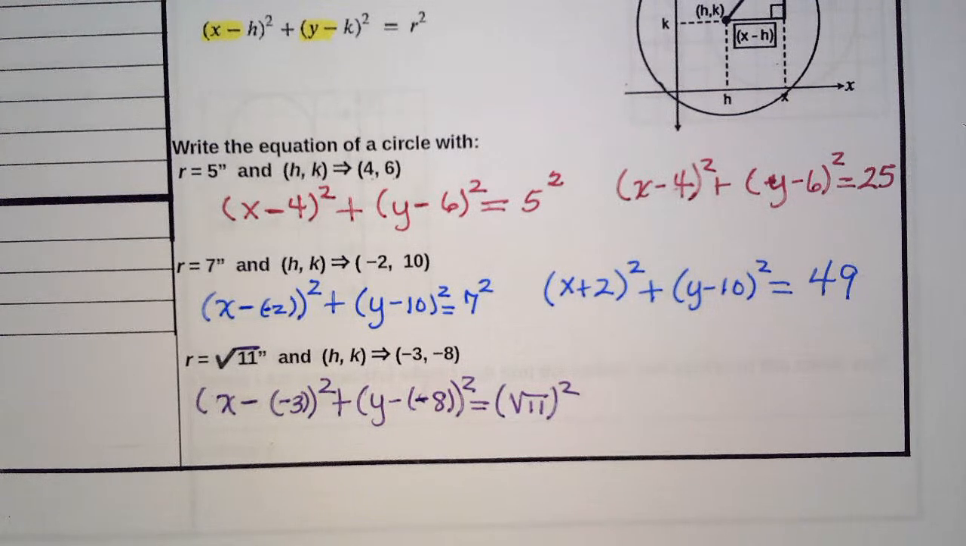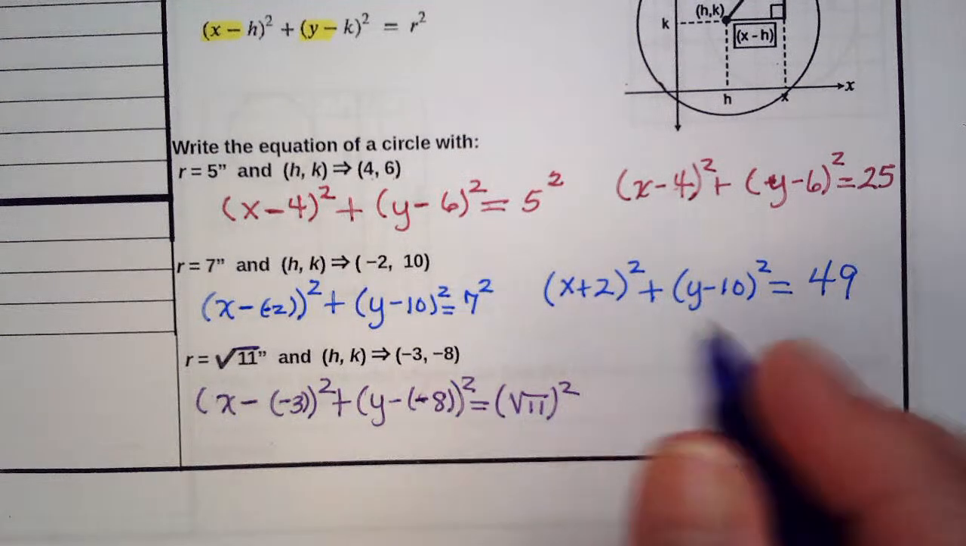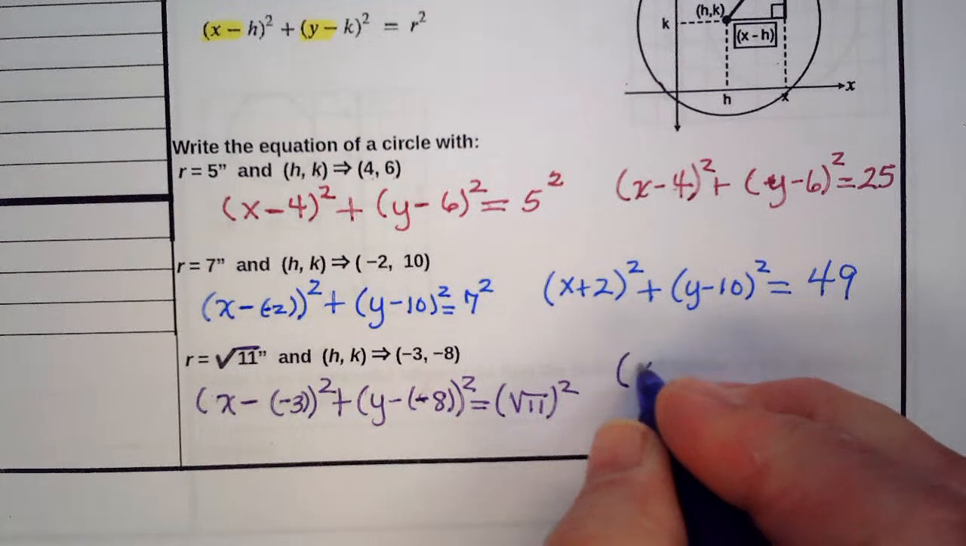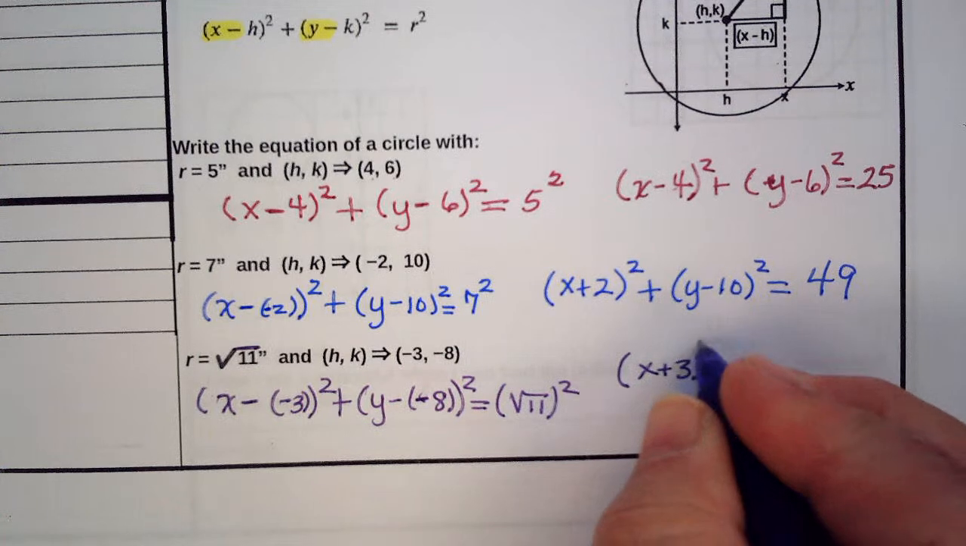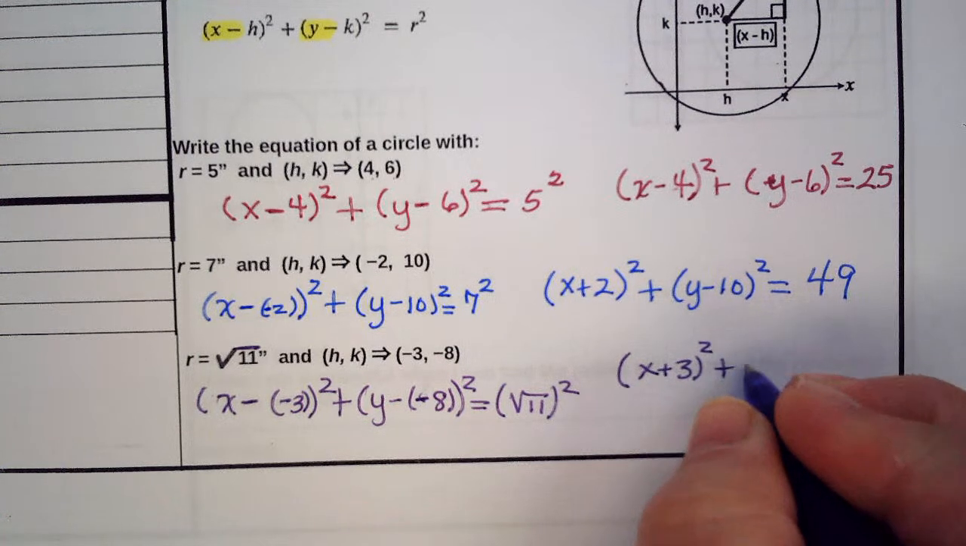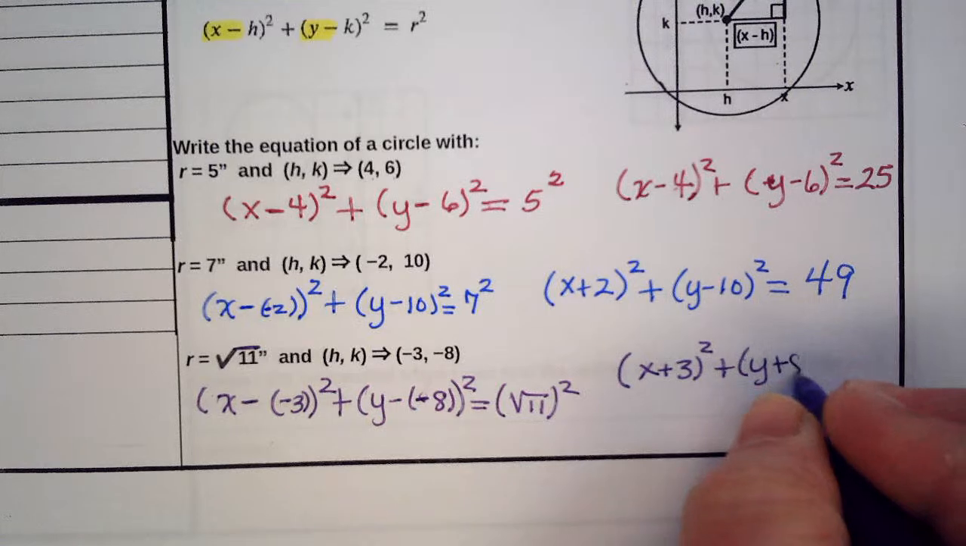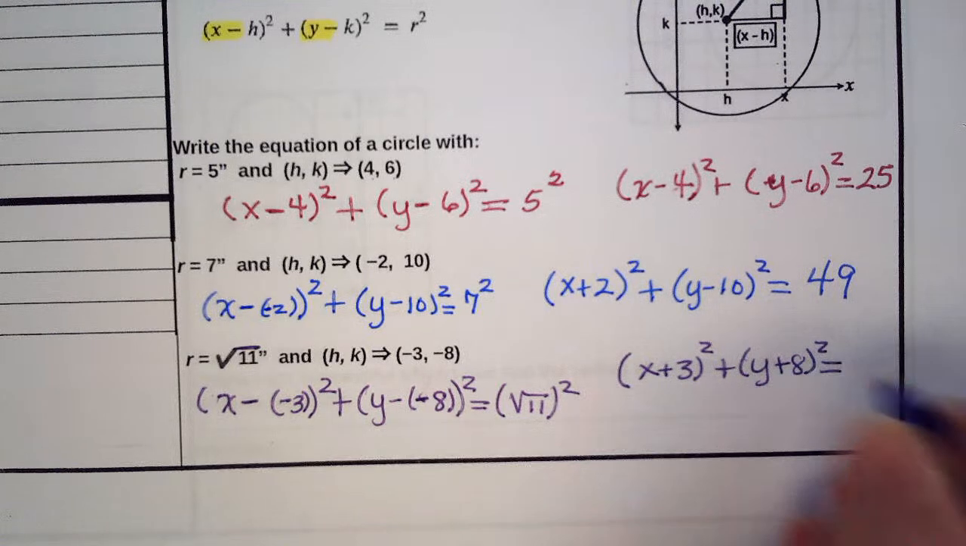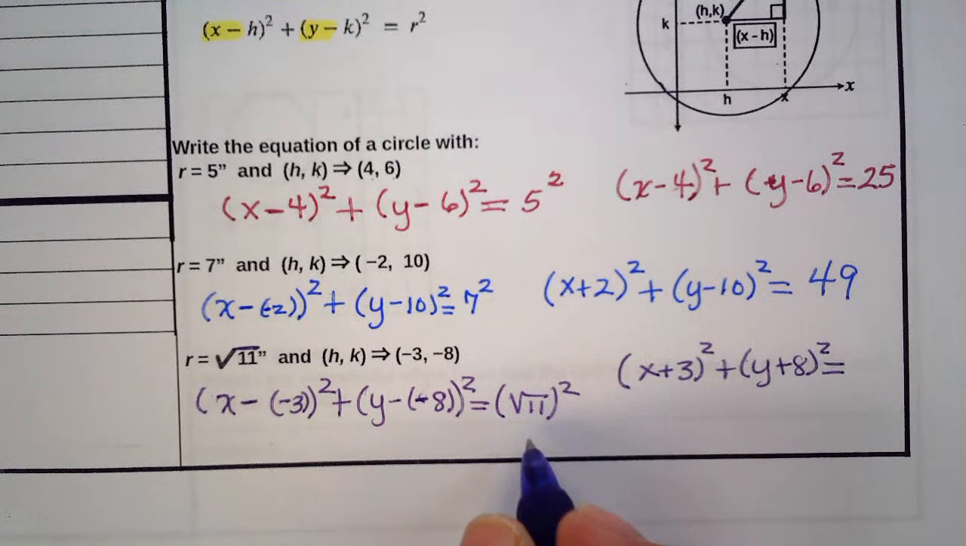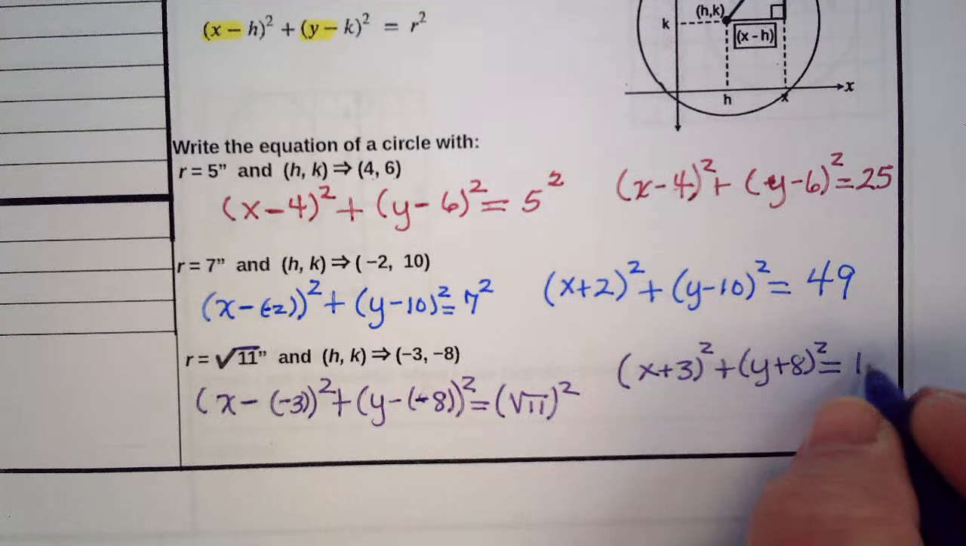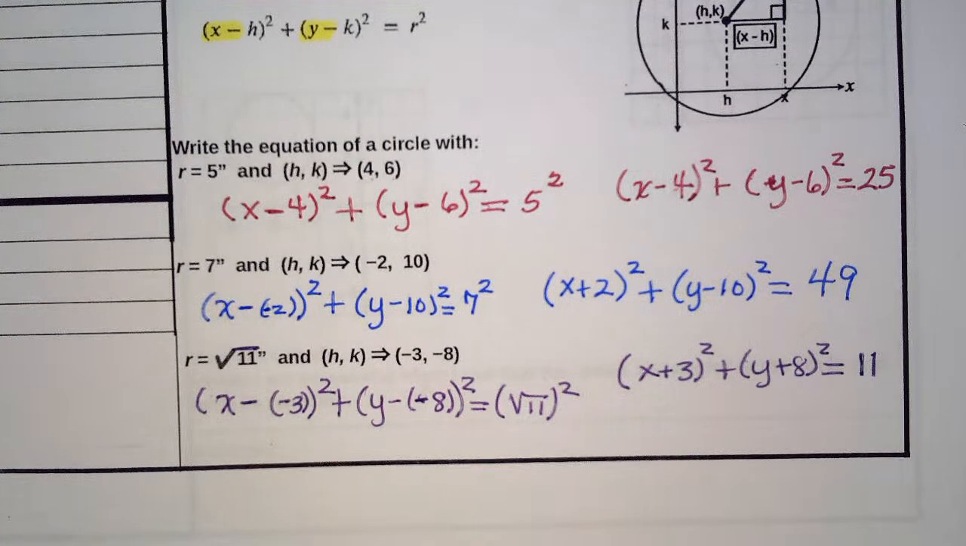Now that equation has lots of problems. Let's clean it up. (x + 3) quantity squared plus (y + 8) quantity squared equals, squaring and square rooting undo each other, so this will simply be 11. Okay, pause the video and look through and make sure you understand how to set those equations up if you're given the center of the circle and the radius.